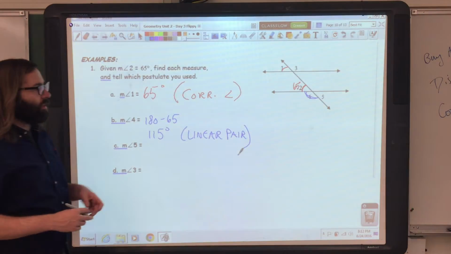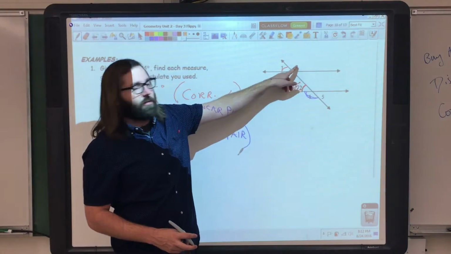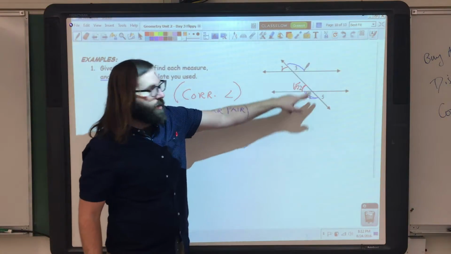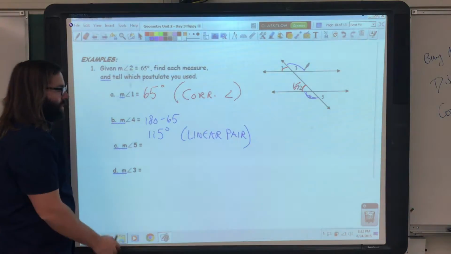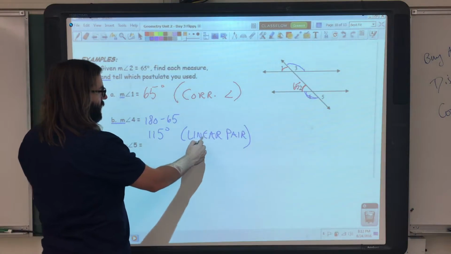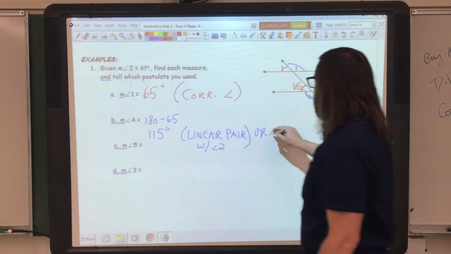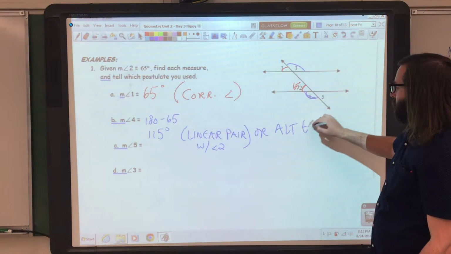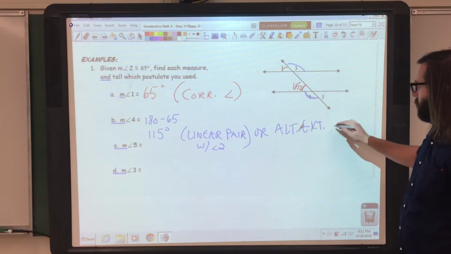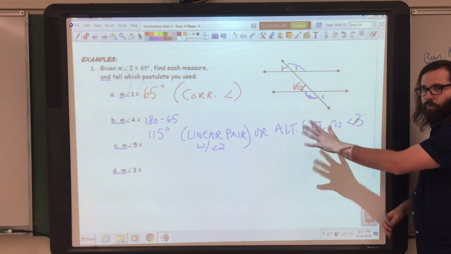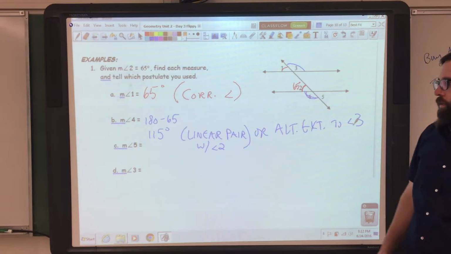Okay, another way you could have thought of this is that angle 3 is supplementary to angle 1, and angle 3 and angle 4 are alternate exterior angles. So linear pair with angle 2, or alternate exterior angle to angle 3. Both reasons work.